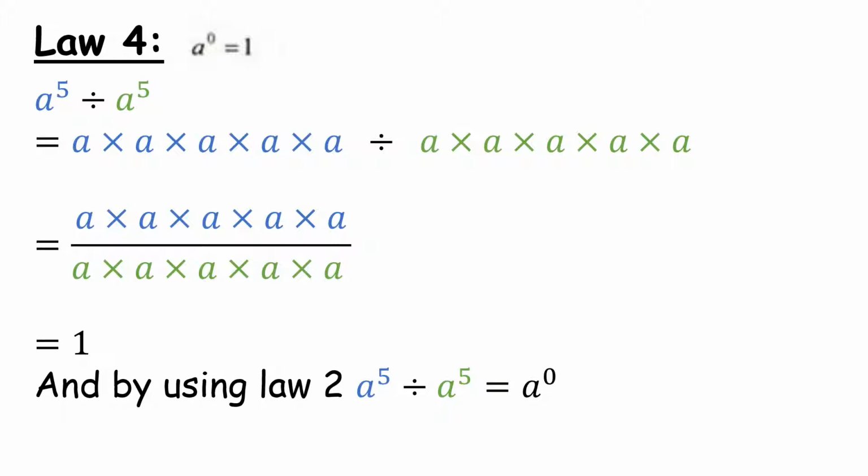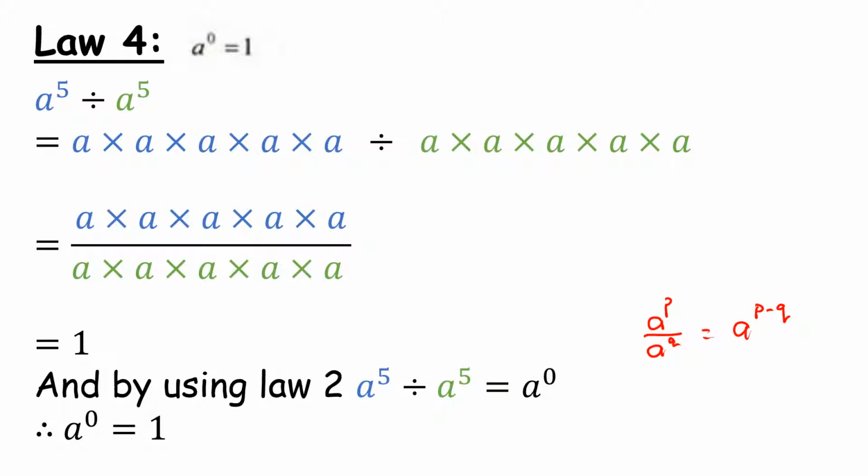However, let's think about this in terms of the laws of indices. If I use law 2, a to the power of 5 divided by a to the power of 5, I will get a to the power of 0. Just remember, law 2 was a to the power of p divided by a to the power of q is equal to a to the power of p minus q. So to divide, we subtract our powers. By using what we already know about division, that any number divided by itself is 1, and by using law 2, where we get a to the power of 0, we can conclude that a to the power of 0 equals 1.